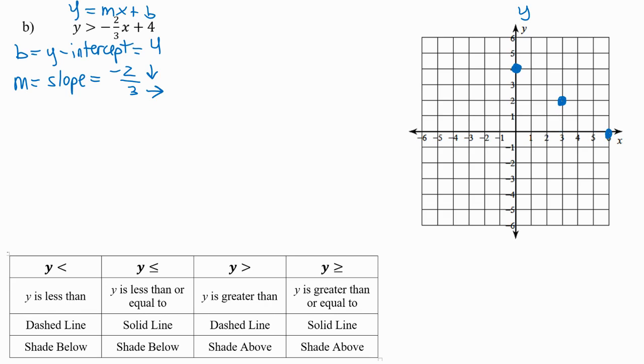It looks like I can fit one more point in the opposite direction. So from the y-intercept, instead of going down 2, I'm going to go up 2. Instead of going to the right 3, I'm going to go left 3, which gives me that other point right there. Now based on this inequality symbol, we're looking at this scenario. So we want to use a dashed line. So let's go ahead and connect the points real quickly.